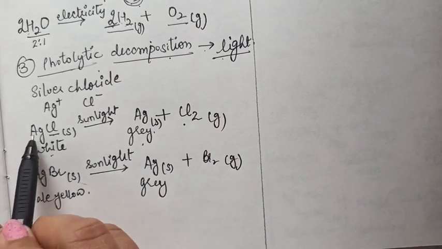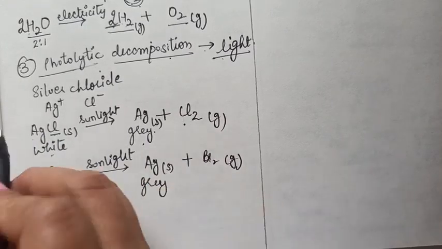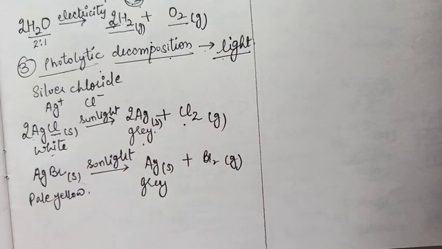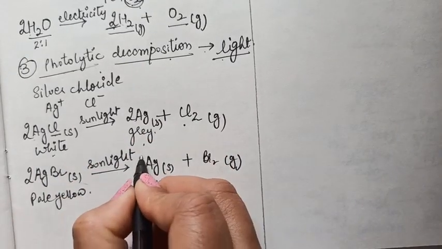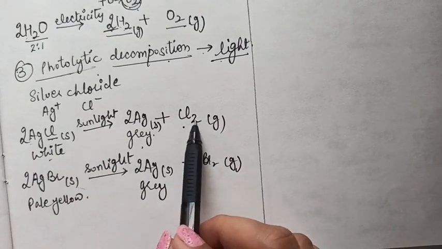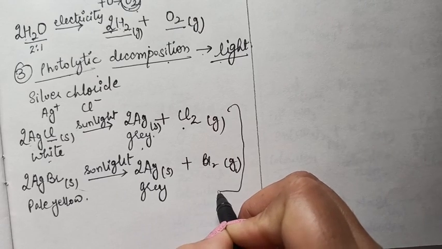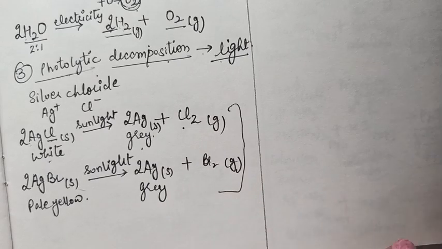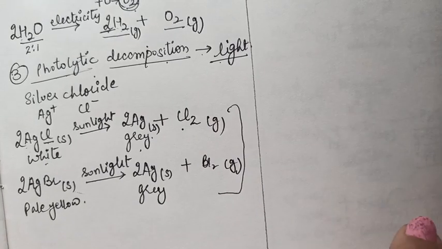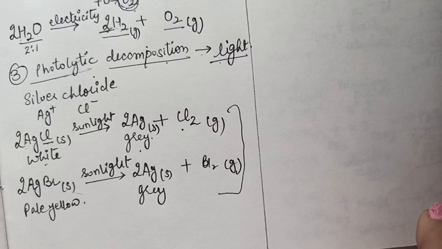Now we have to balance the equations also. Ag 1, Cl here 2, so we will put 2 here, 2 here, and for balancing this we will also put 2 here. Okay, so these are examples of photolytic decomposition, and these two reactions were used in black and white photography. Okay, so we have done the three types of decomposition reaction: thermal decomposition, electrolytic decomposition, and photolytic or photochemical decomposition. Okay, thank you.